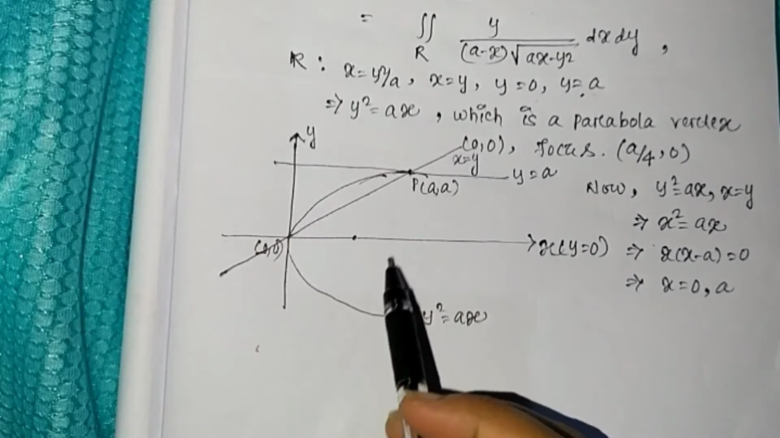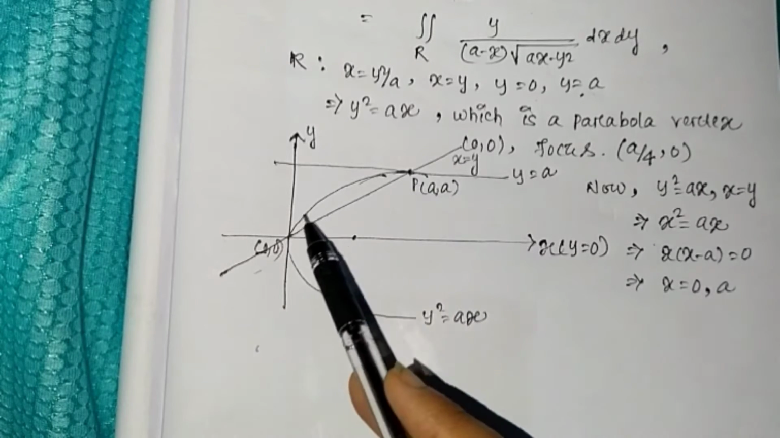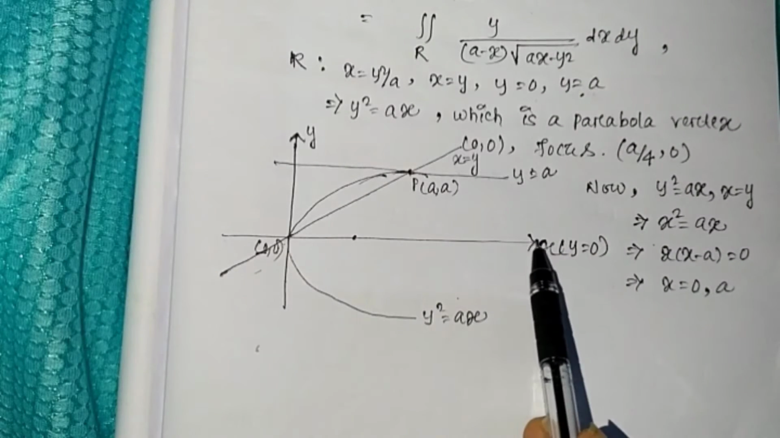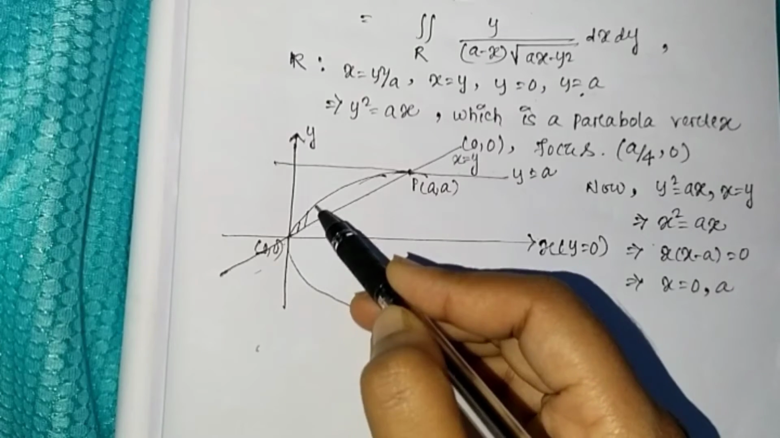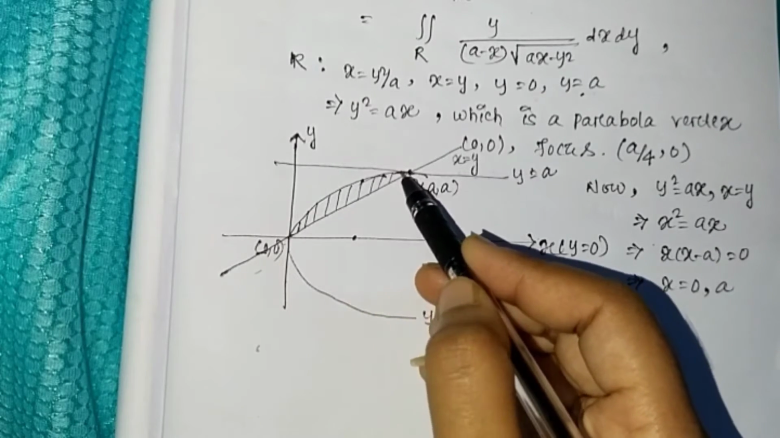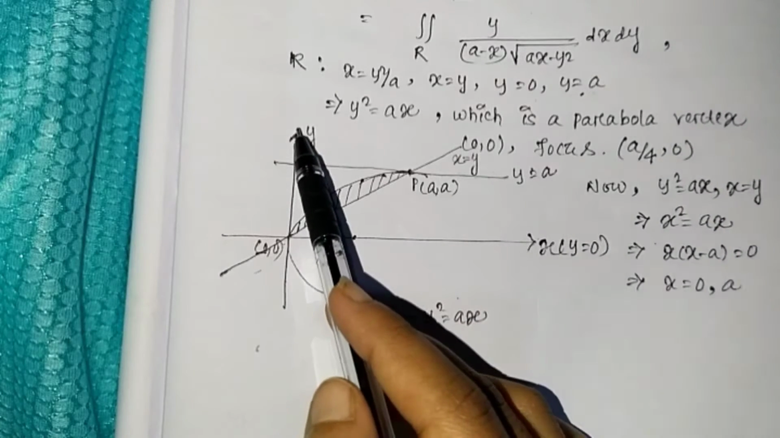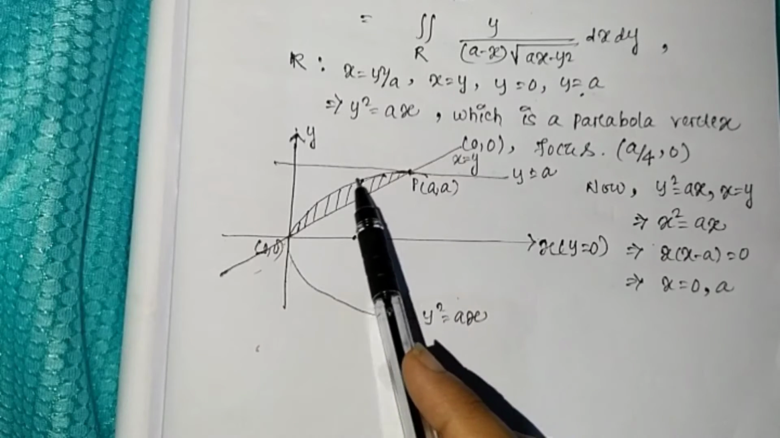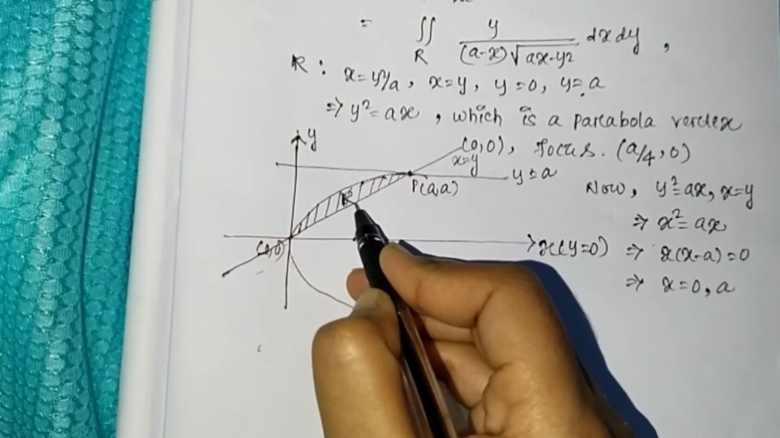So the region is bounded by x equal to y, y² equal to ax, y equal to a and y equal to 0. The region bounded by these is our region, because x equal to 0 is not given here, given y equal to 0. So this is our region R.